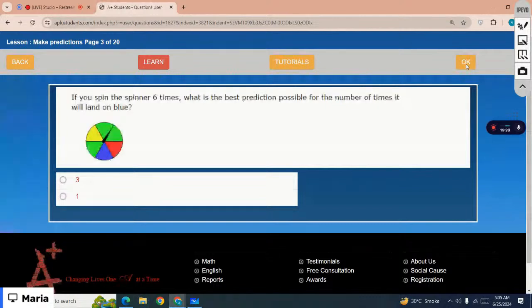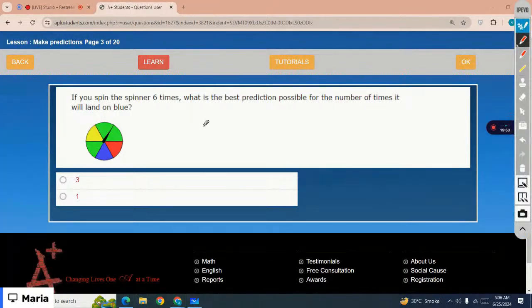If you spin the spinner 6 times, what is the best prediction possible for the number of times it will land on blue? Which is the correct option? Just look at the spinner, right? You have 1, 2, 3, 4, 5, 6 portions on the spinner, right? Only one of them is blue. So the probability for blue is 1 out of 6. And you did that 6 times, so you have to multiply it by 6. That would be 6 by 6 equals 1. So there is only one possibility that it lands on blue, right? The correct option is 1.